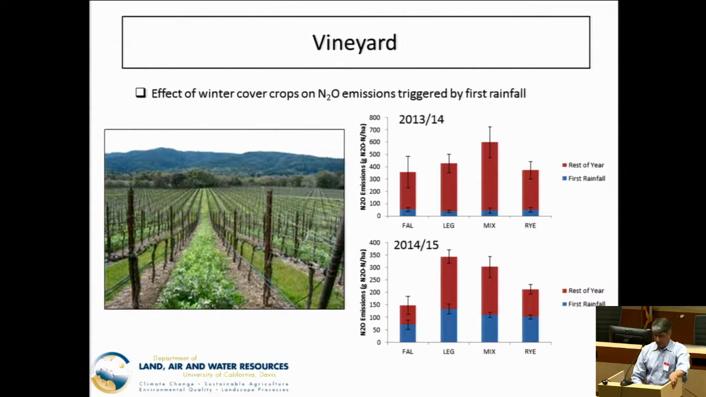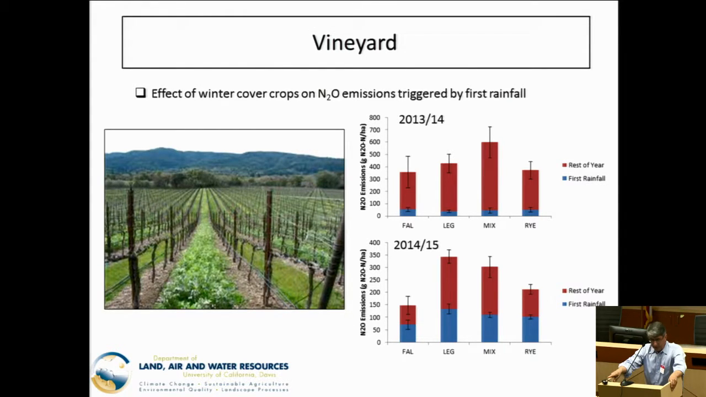I didn't have a slide of the almond orchard because those emissions, we tried this for 2 years, those emissions were very low, regardless of whether using an inhibitor or not, and we got absolutely no reduction. Finally, in the vineyard, some of this work is still going on.